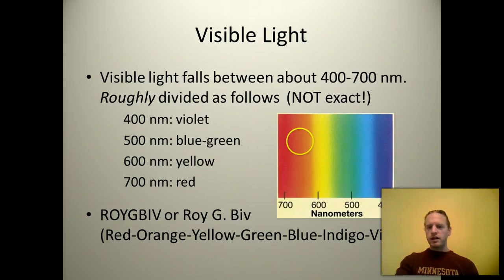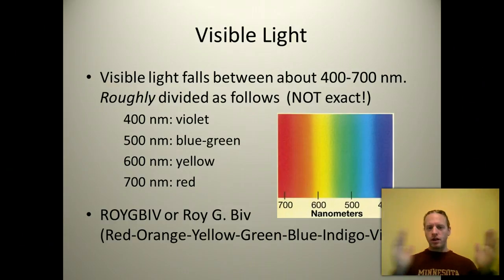And then as we get to slightly longer and longer wavelengths, our eyes detect them as lighter blue, green, yellow, and the very longest wavelengths that our eyes can see are a deep red, at just slightly more than 700 nanometers. And so this forms what's called the visible spectrum of light.